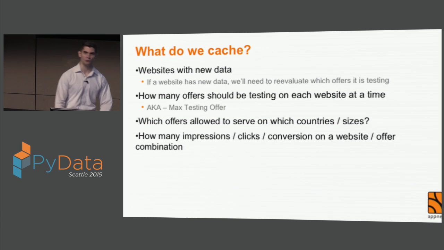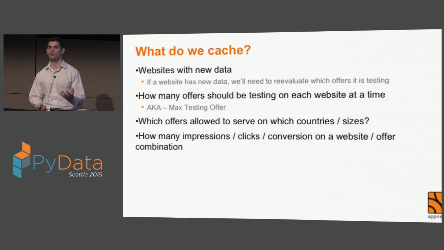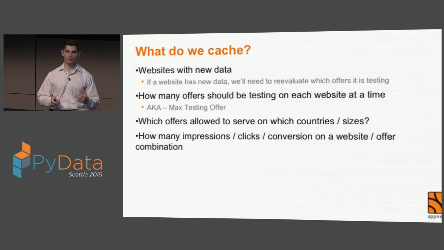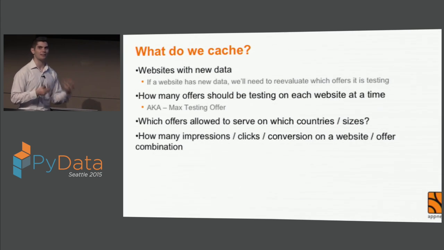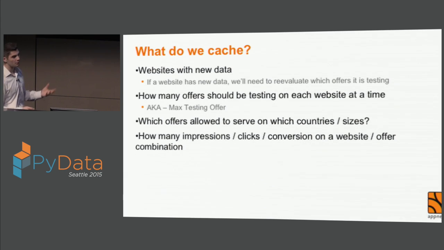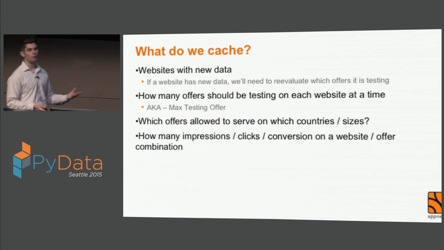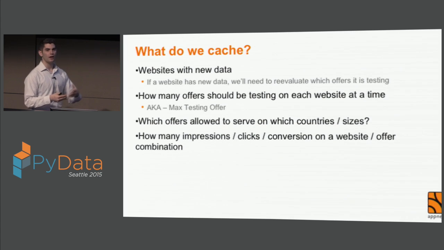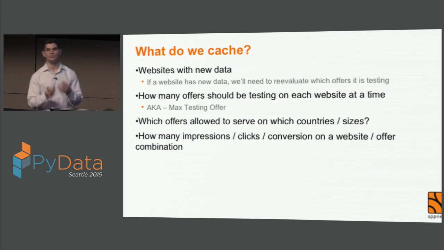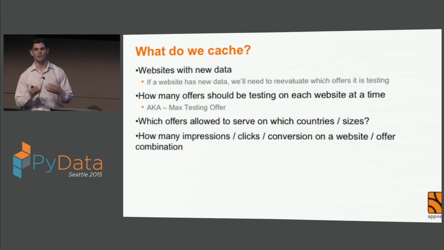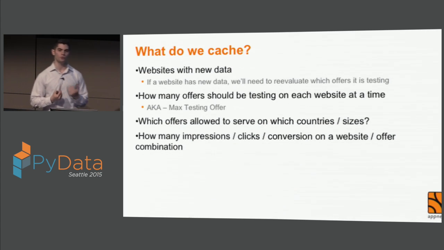So, examples of things that we cache. I told you that it's important to cache because there are lots of different processes accessing lots of different data in different ways. So examples of the things that we cache are websites with new data. We don't want to transition offers on websites that don't have new data, because there would really be no need to. If an offer is testing on a website, it would be pointless to continue with any transitioning because it doesn't have data.